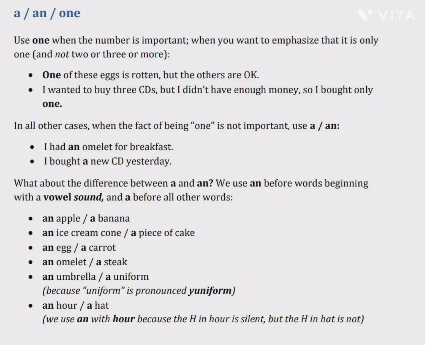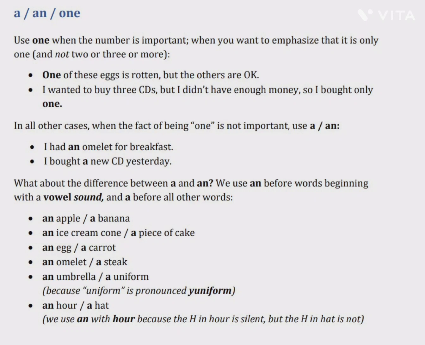And next, if you look, I wanted to buy 3 CDs, but I did not have enough money, so I bought only one. So here also it is mentioning one. In all other cases, when the fact of being one is not important, then we have to use a or an. For example, I had an omelette for breakfast. Here there is no need to say one omelette, okay. So I had an omelette for breakfast.